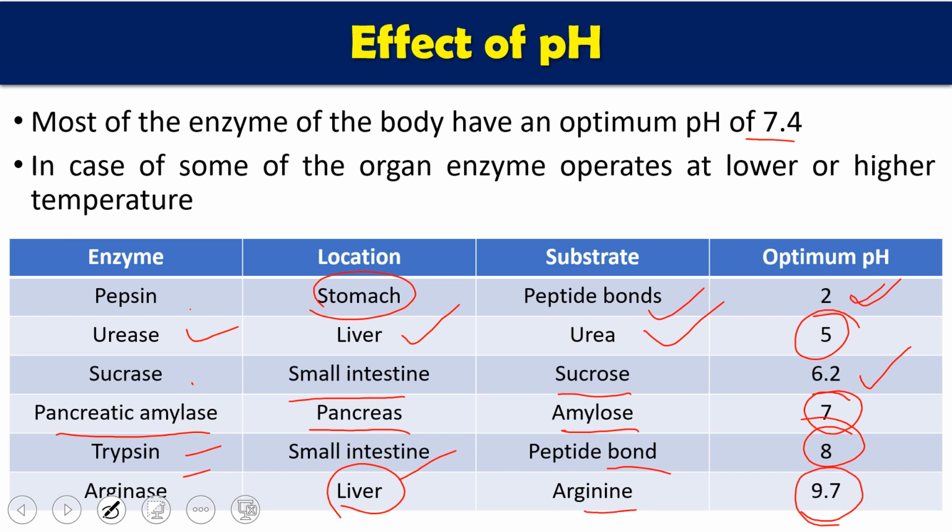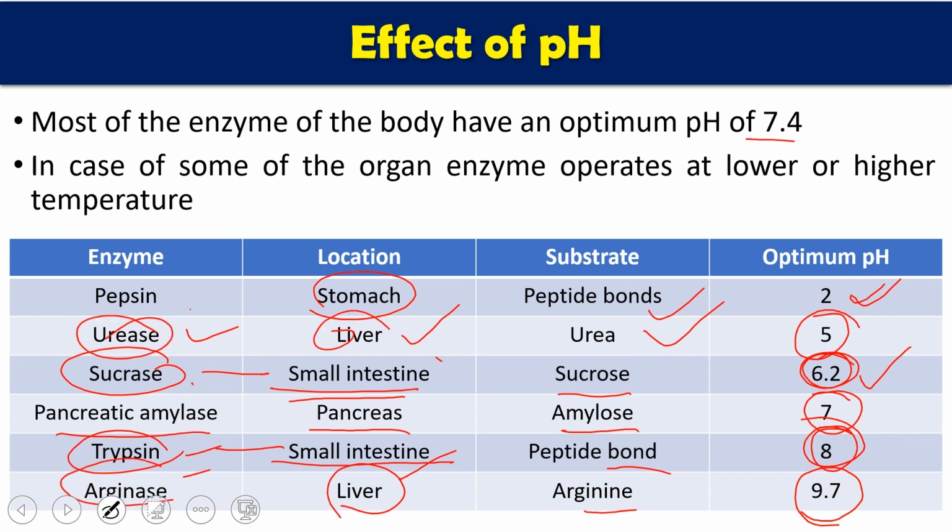Its optimum pH is 9.7. If you look here, two enzymes, sucrase and trypsin, both come from the small intestine, but one works at acidic pH and the other works at alkaline pH. Similarly, urease, which comes from the liver, and arginase, which also comes from the liver, both come from the liver only, but one works at acidic pH and the other at alkaline pH. So different enzymes work at different pH, meaning the optimum pH of an enzyme differs depending on the enzyme's structure and function.